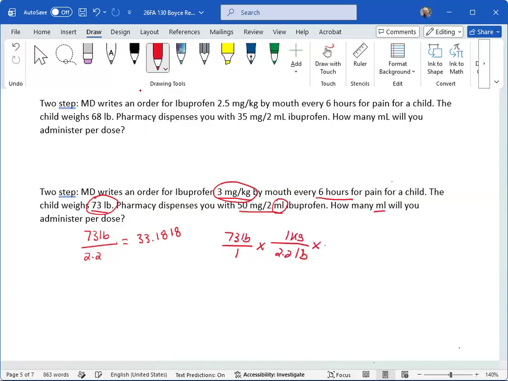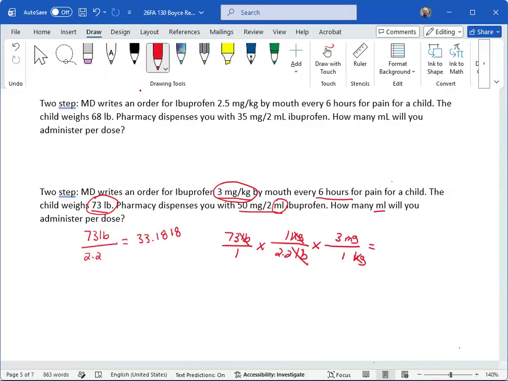Then I'm going to set up my second step, which is, once I have kilograms, so pounds is gone, I also want to get rid of the kilograms. And the other kilograms is here. So I have 3 milligrams per kilogram. Once I do that, then I'll have my however many milligrams that is. Technically, we should do one other step, but let's just see what this is before we do anything.